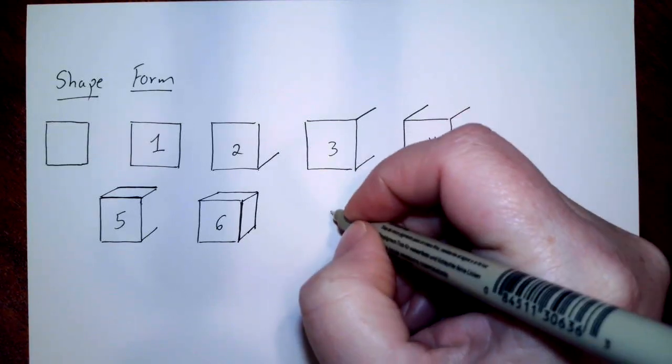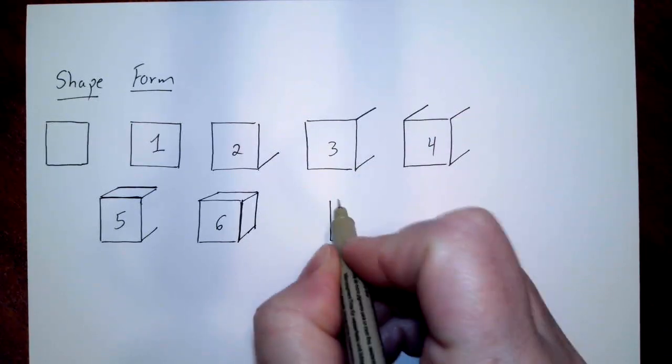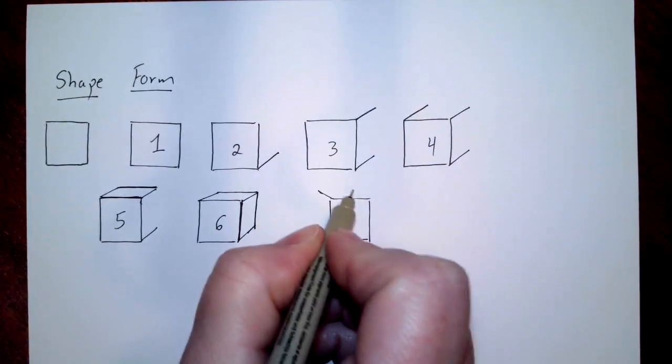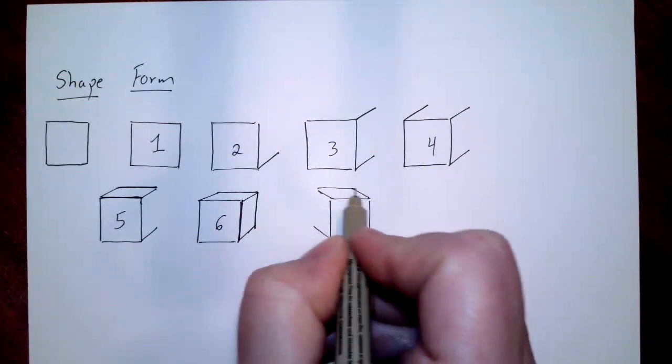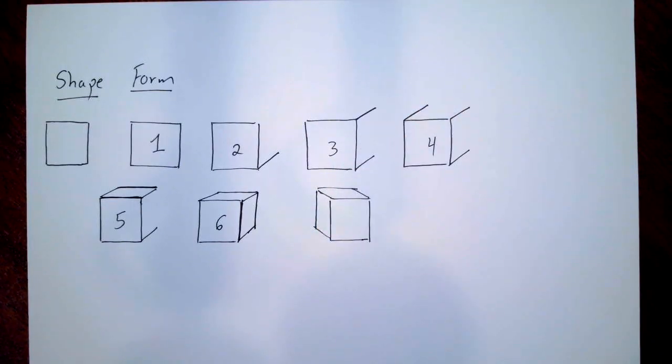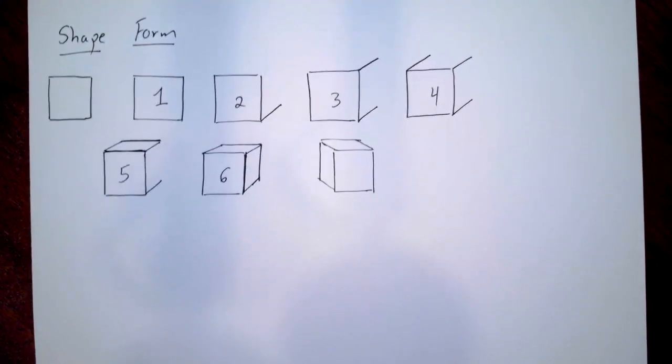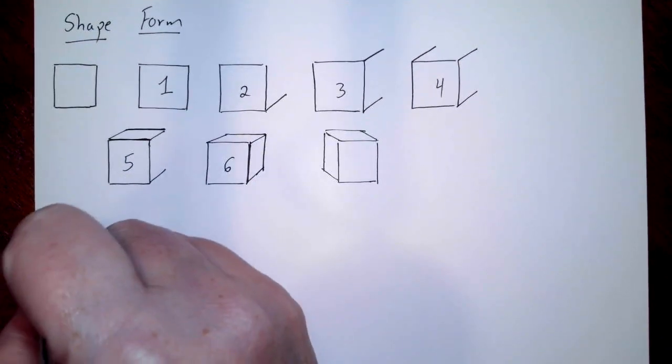Okay? Once you can draw your cube that way, you should be able to draw it coming in the other direction as well. Okay? So that is the cube. It's basic. It has 6 steps. Let's go ahead and look at the triangle.